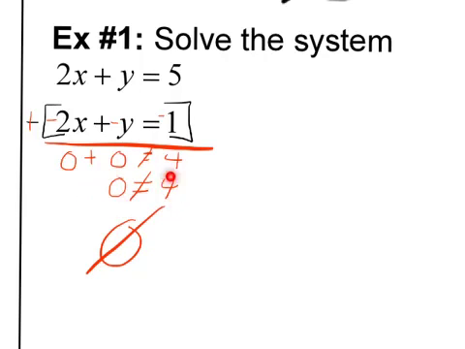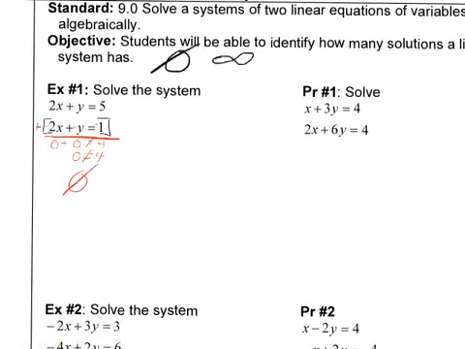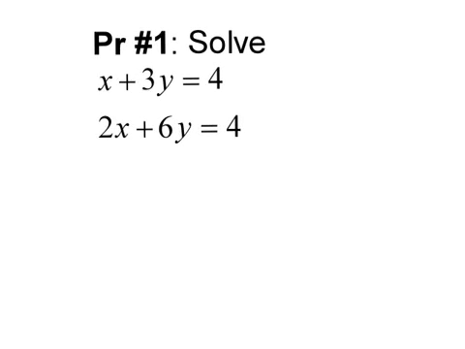Anytime you get an equation that is not true, some number that doesn't really equal the other number, so if I got like 2 equals 5 or 7 equals 10, two numbers that obviously are not equal, that means we have a no solution scenario. Okay, well, I want you guys to try this problem here. It's a little bit trickier. You're going to have to multiply something to get some numbers to cancel out, but try it and see what you get.